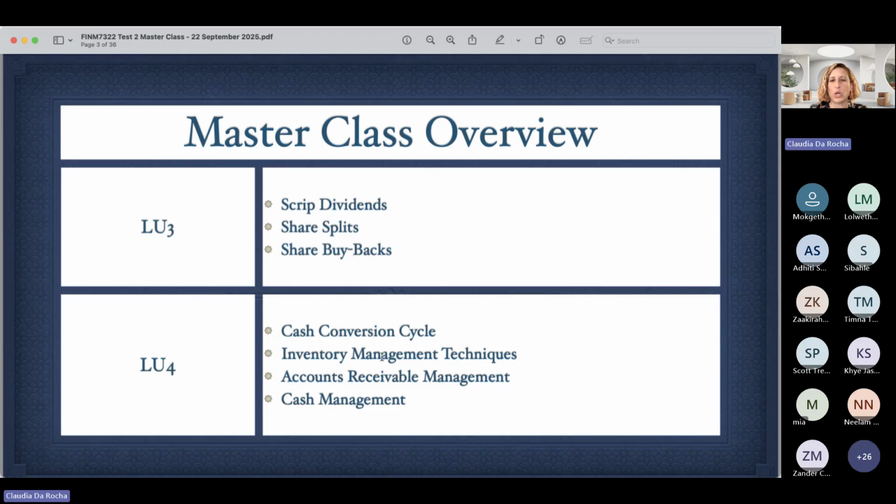Learning Unit 4, cash conversion cycle, is the time it takes for us to create cash. Inventory management techniques, I'll unpack those different ones when we get to the formula section. And then accounts receivable management and cash management, there are specific formulas and calculations we need to look at to understand how we manage those 2 parts of working capital better.